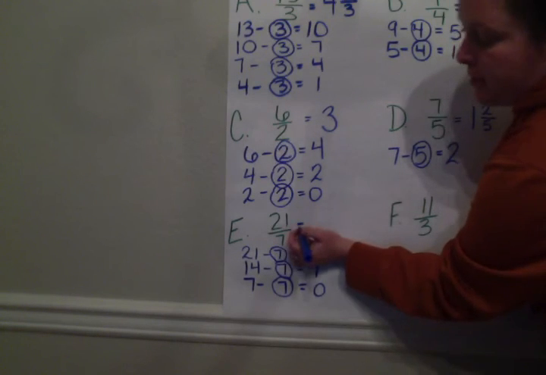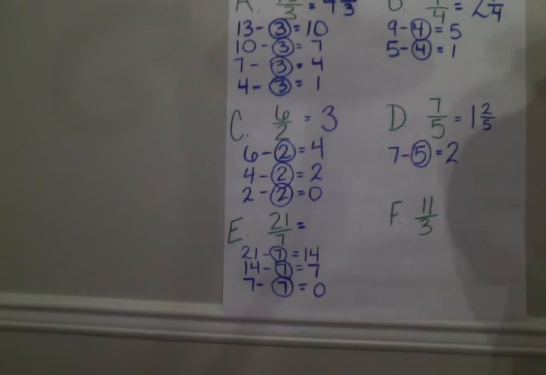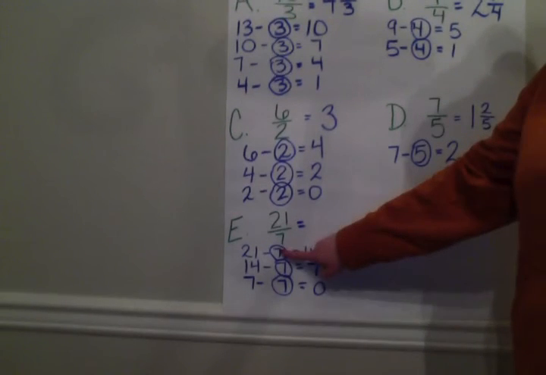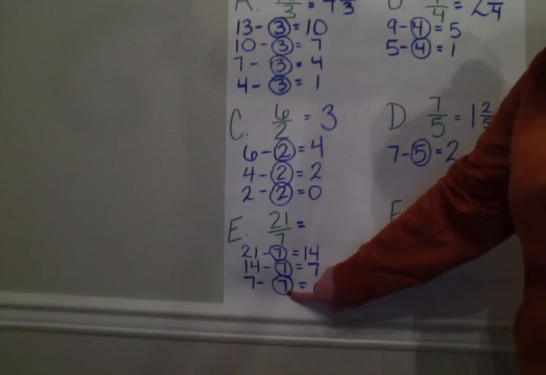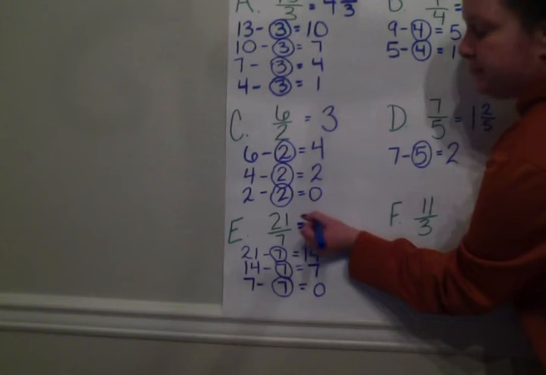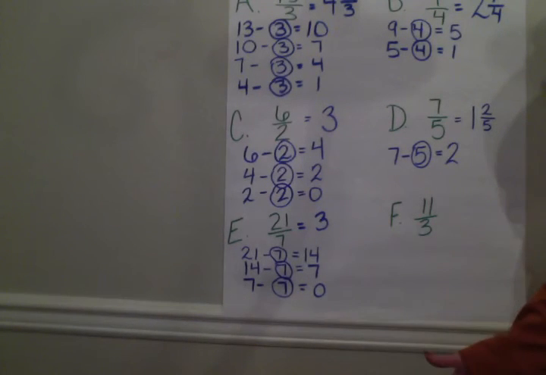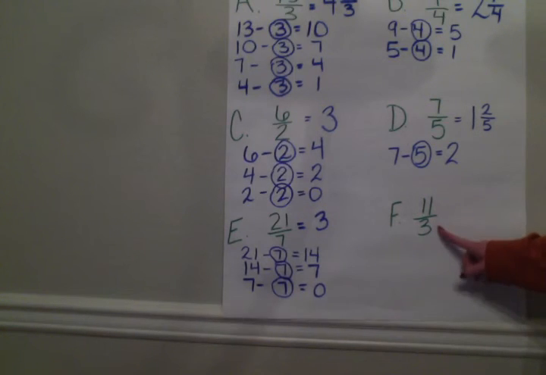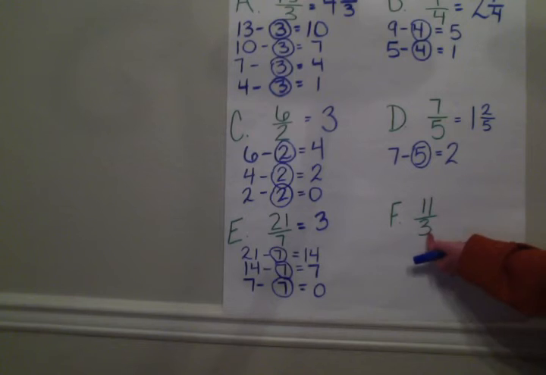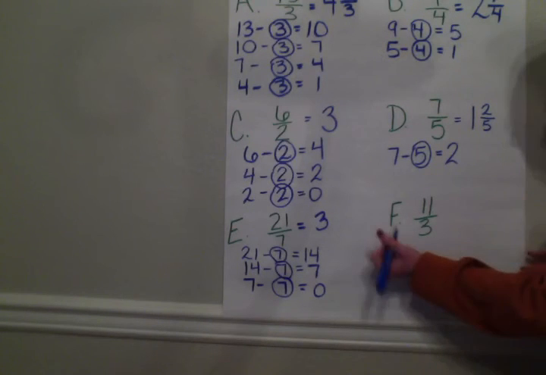So now what I'm going to do is figure out how many whole groups of 7 I have. I have 1, 2, 3 whole groups of 7. And I don't have anything left over, so I'm done with that one. Here's our very last one. My numerator is larger than my denominator, so I need to fix that.